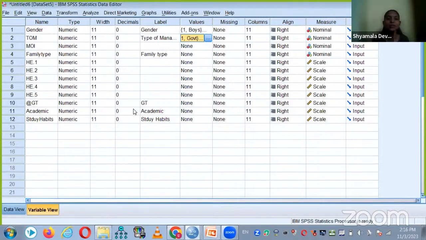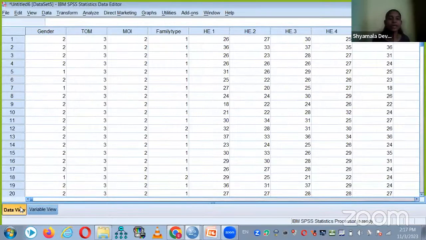Today, in addition to the 2 continuous variables, I have added one more continuous variable, that is study habits. So these are home environment dimensions: dimension 1, dimension 2, dimension 3, dimension 4, and dimension 5. And this is home environment grand total. And this is my academic achievement score. And the last one is study habits. So I have 3 continuous variables, that is scale variables. Apart from the demographic variables, all other variables should be named as scale. The demographic variables I have named as nominal. Now I have prepared the variable view, and if you want, you can check this in the data view also.